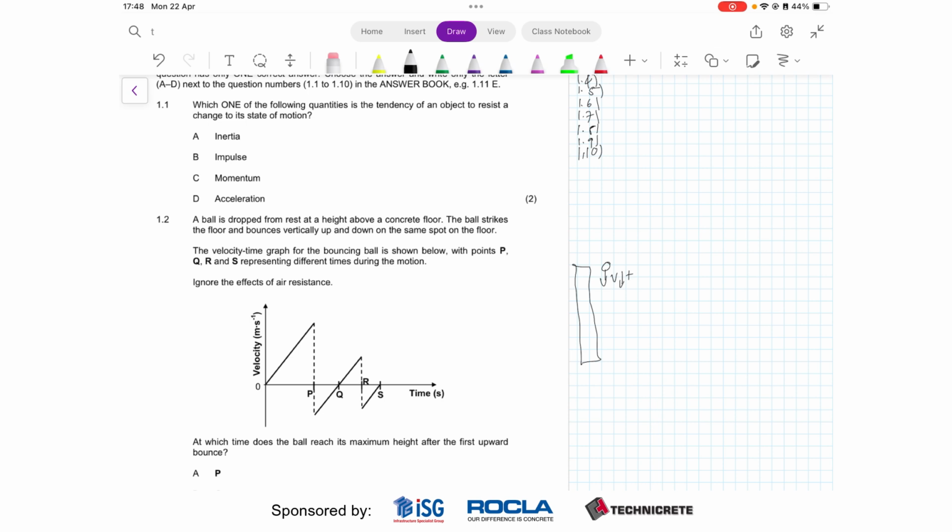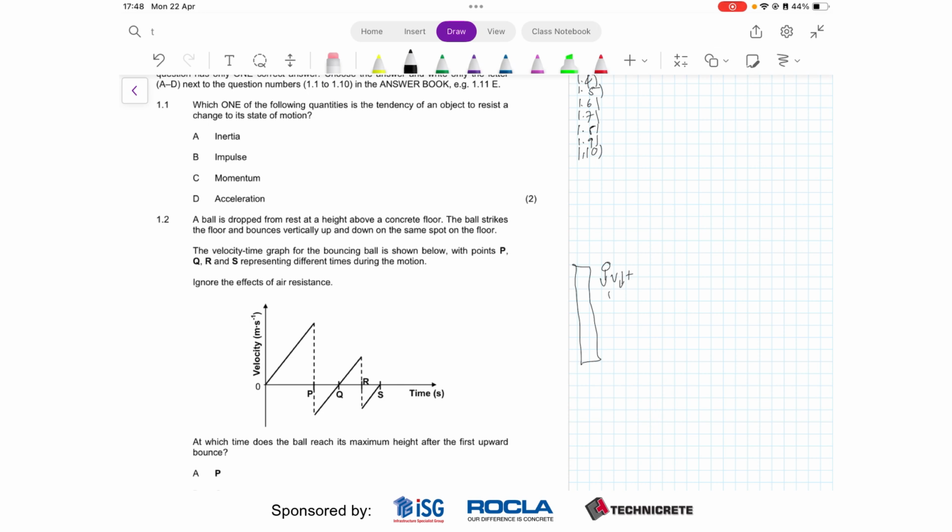Now, the ball strikes the floor and bounces vertically up and down on the same spot on the floor. The velocity time graph for the bouncing ball is shown below with points P, Q, R, and S representing different times during the motion, okay? Ignore the effect of air resistance. At which time does the ball reach its maximum height after the first upward bounce?